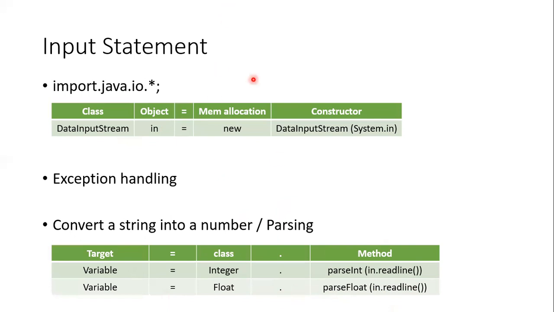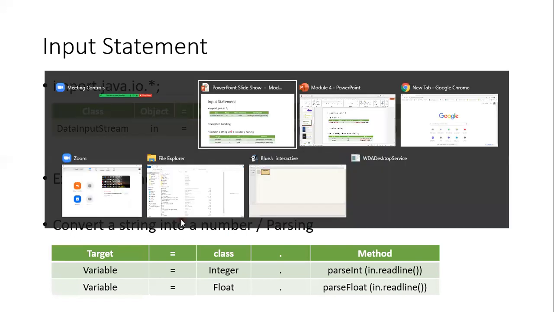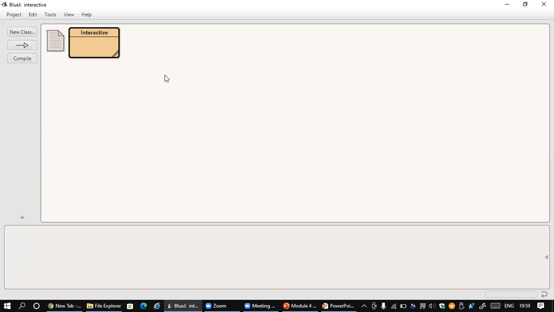Once again, to summarize, we use the io package here, we use the exception handling mechanisms, and we convert the values from a string to a correct valid value. Okay, so now let's see how to write a program based on this requirement. So we have a program here. This is simulated using BlueJ, and here I have a class called Interactive.